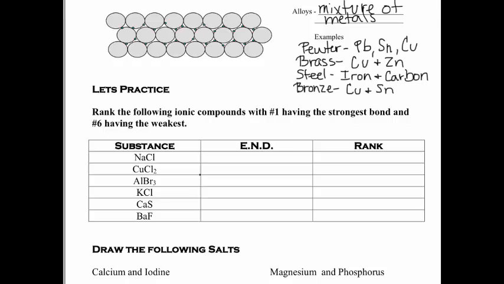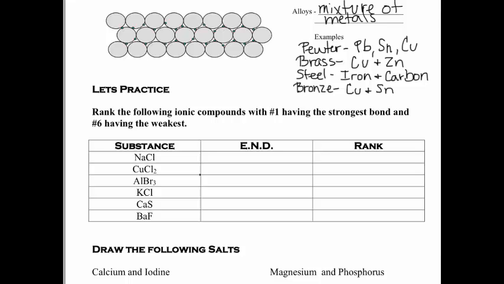So let's look at some different ionic compounds, and what we're going to do is look up their electronegativities, figure out the difference, and then once we've figured out all of the electronegativity differences, we can rank them based on those with the strongest bonds.